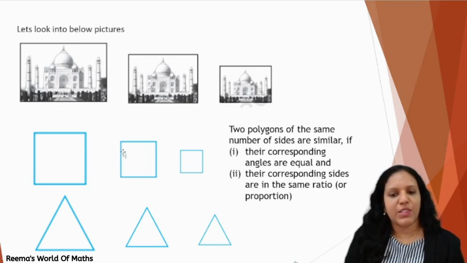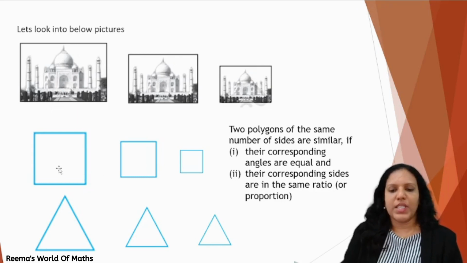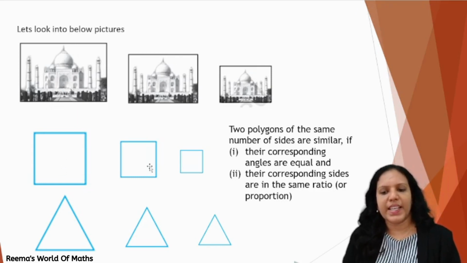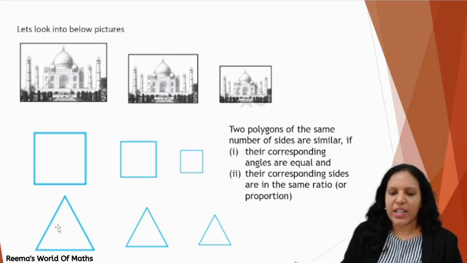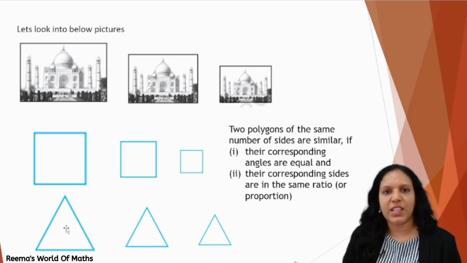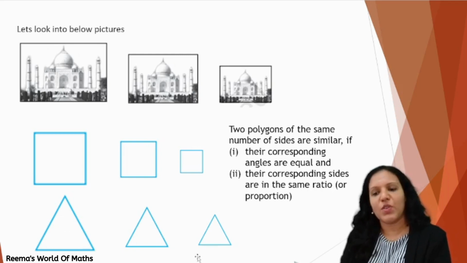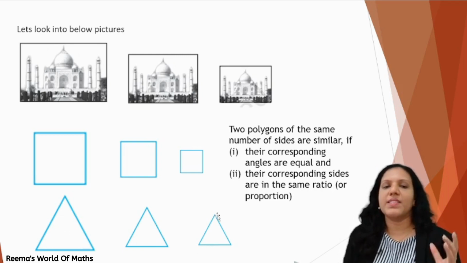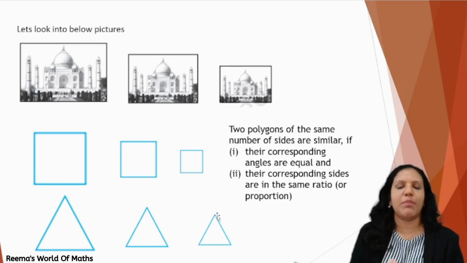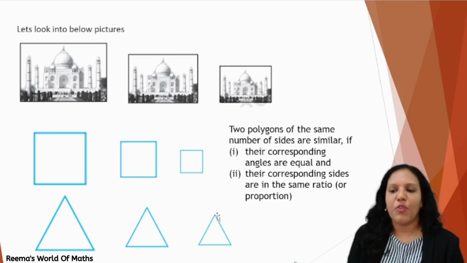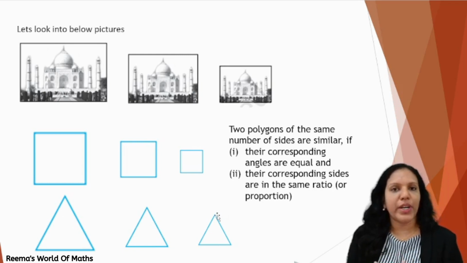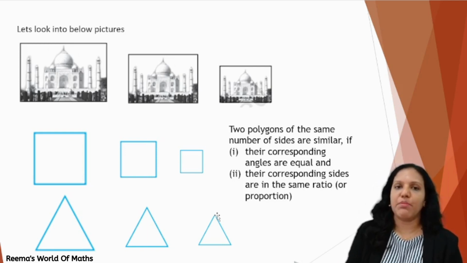Similarly, look at these squares. We have the first square, the second and the third. And for the triangles, we have a bigger triangle, then another size triangle and a smaller triangle. So we can say two polygons with the same number of sides are similar when their corresponding angles are equal and their corresponding sides are in the same ratio.